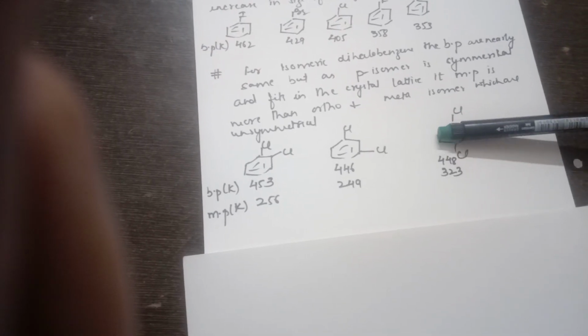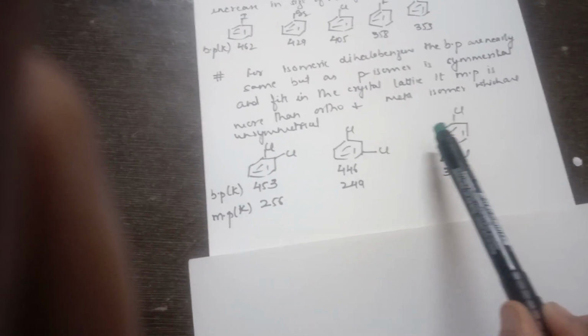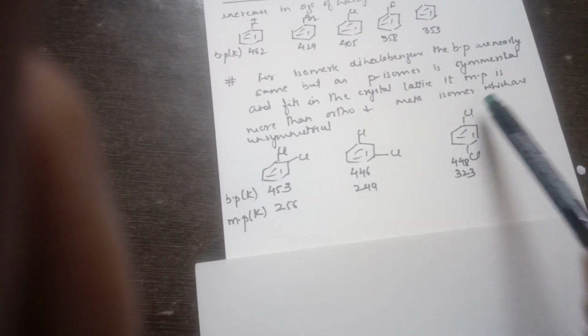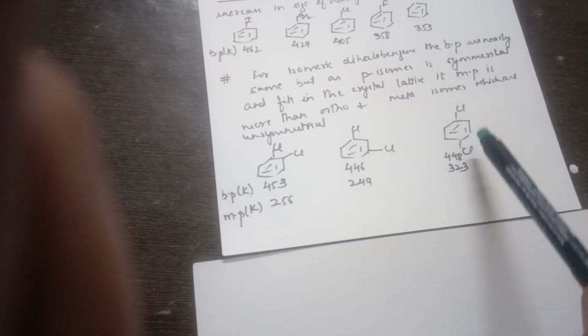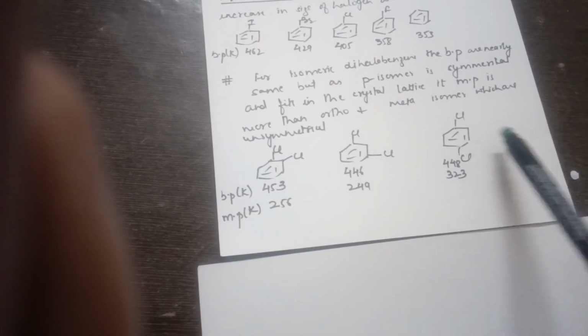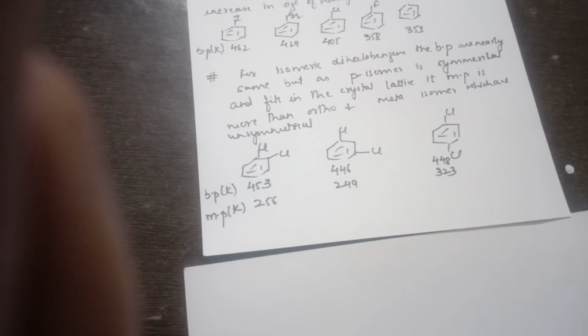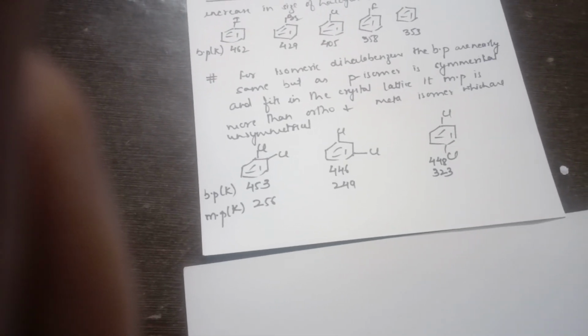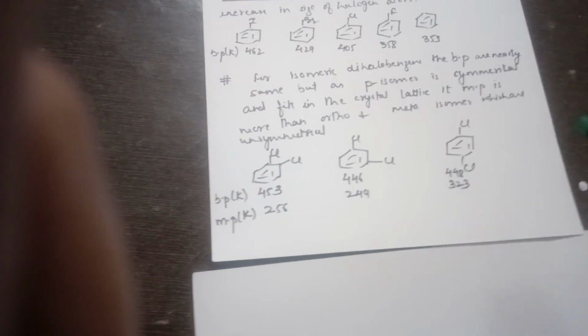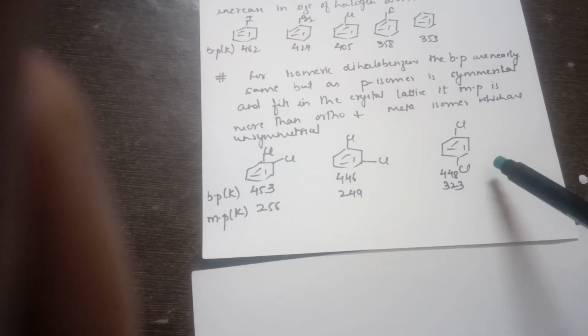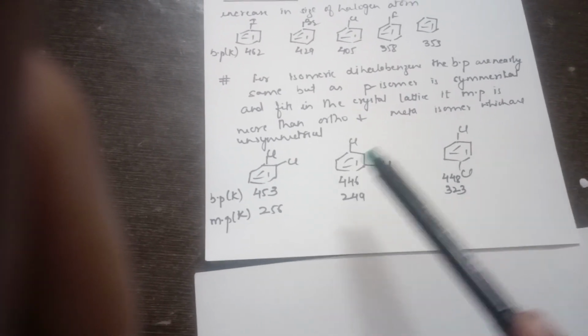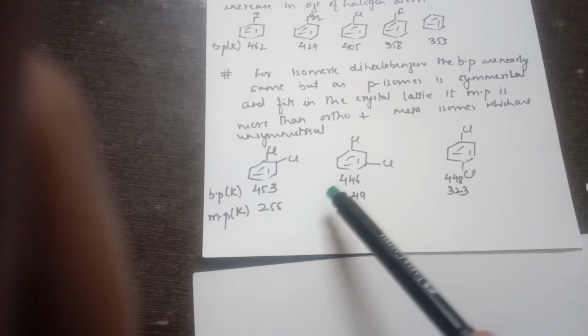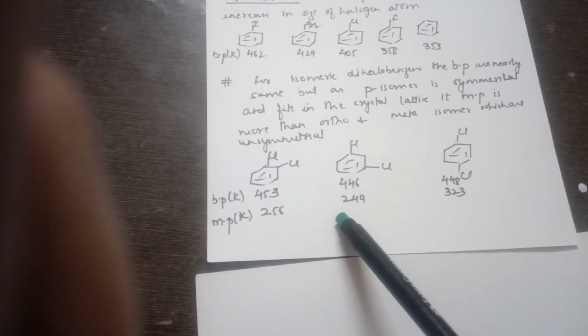How will you judge that it is symmetrical? If you divide this, you will get two symmetrical structures, and this is a symmetrical compound, so it fits in the crystal lattice. And that is why, being symmetrical in nature, it fits in the crystal lattice. That is why it has a high melting point in comparison to ortho and meta, which are not symmetrical.